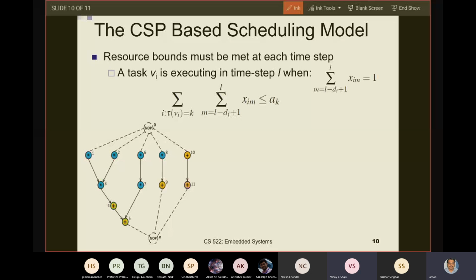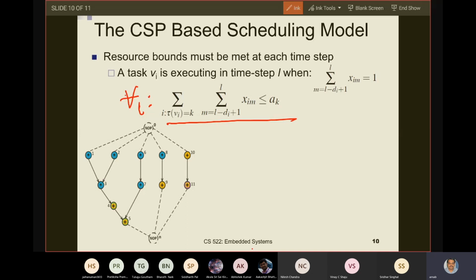So if this is so, then this constraint essentially tries to say that it will be for all L. That means the first constraint was for all tasks, the second constraint was for all edges, and the third constraint now is for all time steps. At all time steps, this resource constraint must be satisfied.